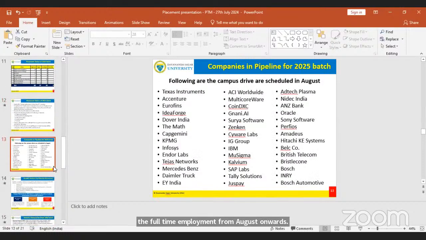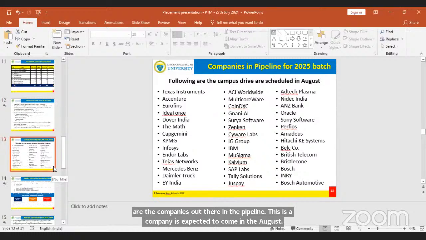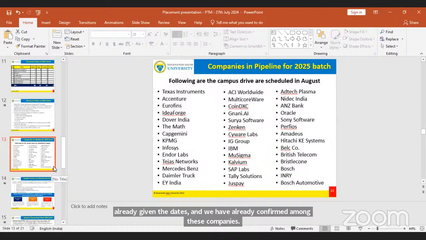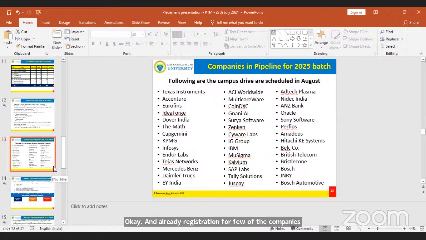These are the companies in the pipeline. These are the companies expected to come in August. We have already given the dates and we have already confirmed a few campus drives among these companies. Okay, and registration is already taken for a few of the companies like Surya Software, Mathworks, Dover India, Infosys. Only thing is the selection process date has to be shared with you people.